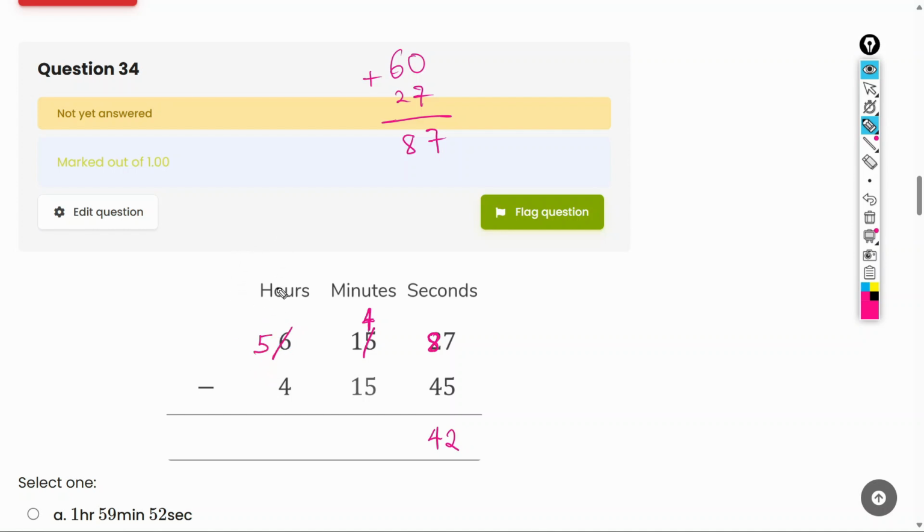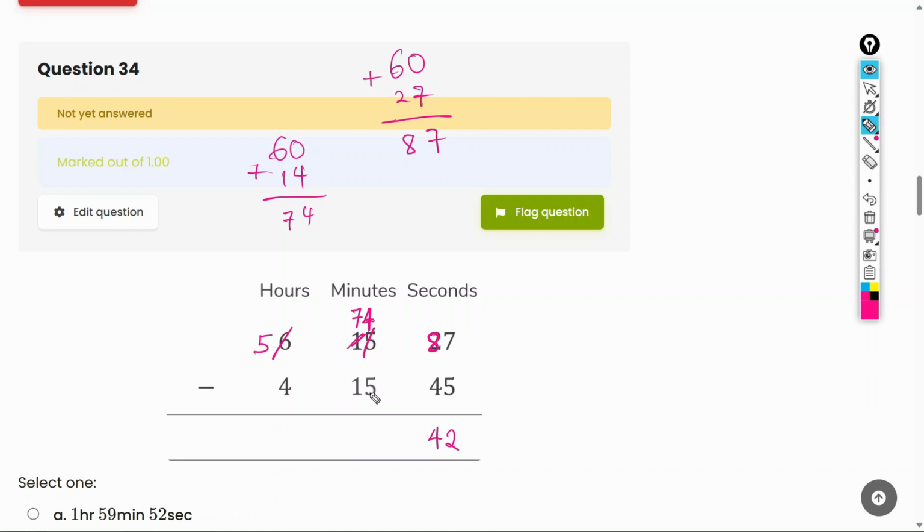So we carry over 1 hour to the minutes place. Again, we should convert. So 1 hour is equivalent to 60 minutes. So we are adding 60 to 14. That will be 74 minutes.